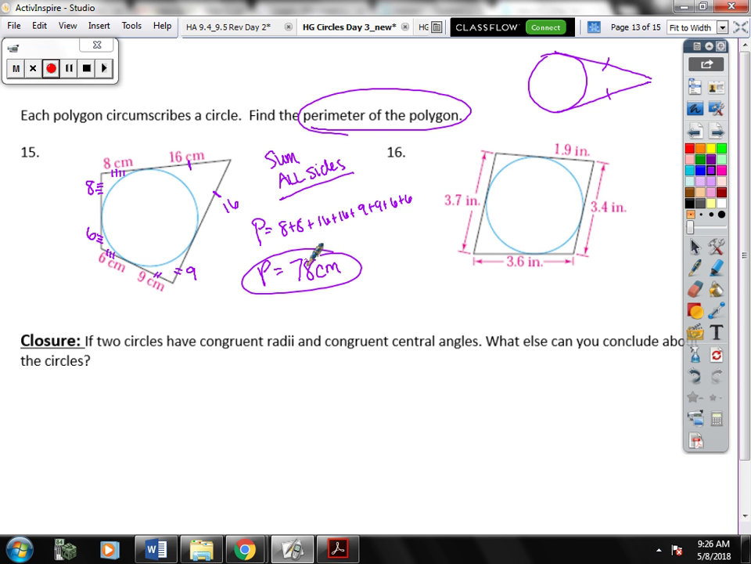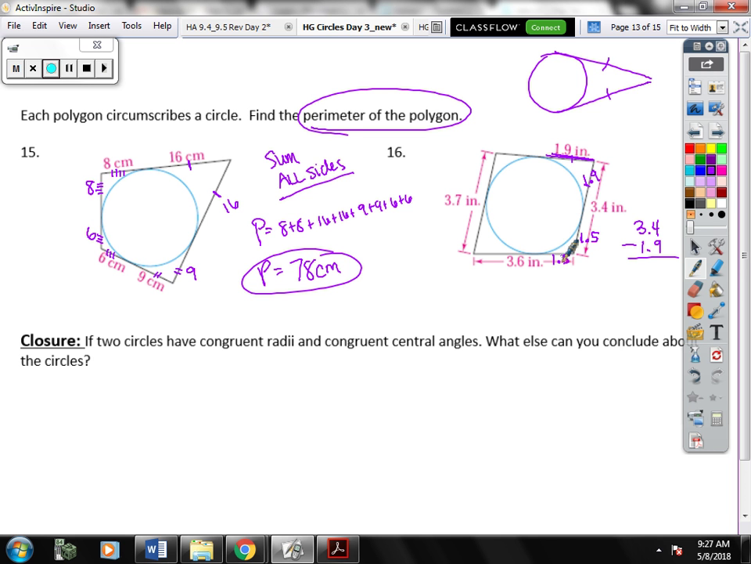Now the last one, 16, we're not gonna do the closure, is a little bit harder because they don't give you all the little pieces. So you wanna start with this 1.9. Which other part would be 1.9? This part or this part? The left or the right? Marquise? The right. Now if you know this whole thing is 3.4, we can subtract those. So 3.4 minus 1.9 will tell me that this little piece is 1.5. And remember, these two sides, these two tangents have to be equidistant, so this is also 1.5.